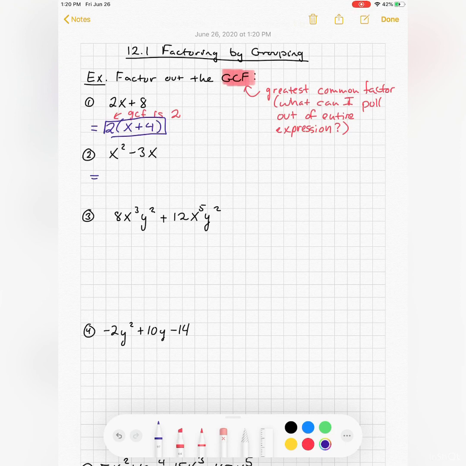If you look at number 2, I'm going, what can I pull out of the entire expression? Well, both terms there are divisible by that factor of x. So if I take that out, I'd be left with an x minus 3. You can always think about distributing back through to check these. That'd be x squared minus 3x, right? So in this case, the GCF is x. Here's the factored polynomial.